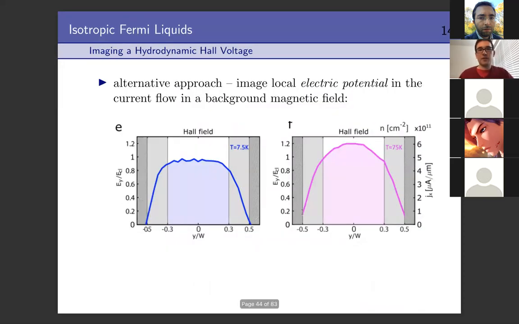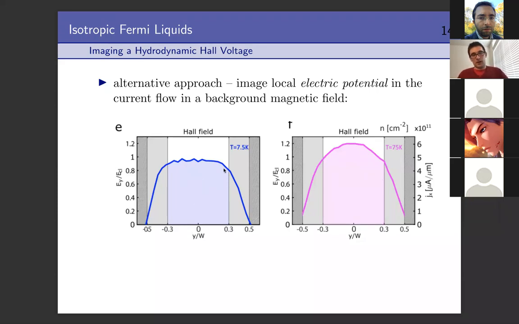A complementary imaging experiment was done on a slightly different setup. If you have a narrow channel, so now it's back to our old geometry, but you apply a magnetic field, a similar effect is predicted. If you look at the Hall field that's generated when you push current through the device, it's predicted that the Hall field is basically uniform in a ballistic regime and is parabolic in a hydrodynamic regime.